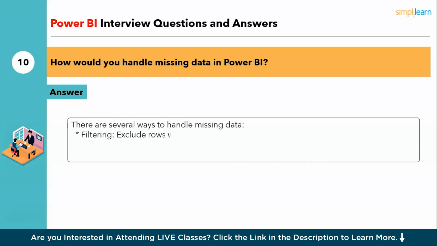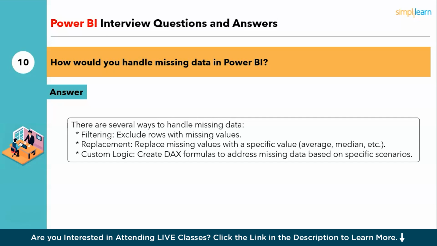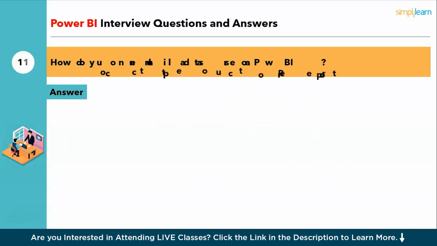So my answer is there are several ways to handle missing data. Filtering, where you can simply ignore and exclude those missing values. That's the first one. Replace missing values with some aggregate values. Custom logic, create a DAX formula to address missing values based on specific scenarios. Now let's move ahead with the next question.